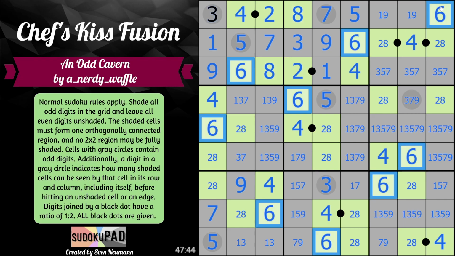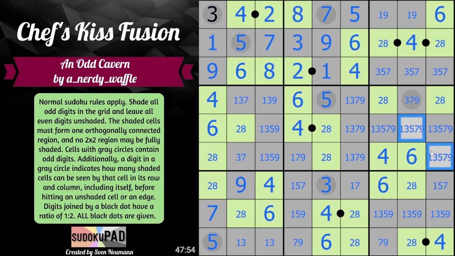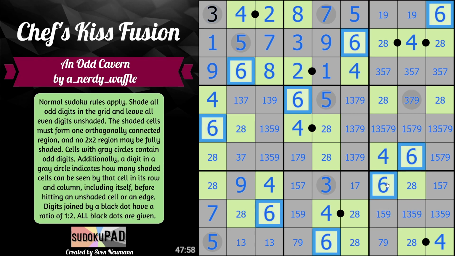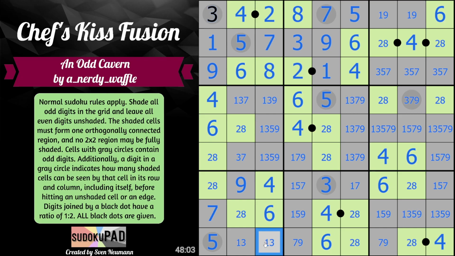6 is not necessarily protected from 3. Maybe it is. 1, 2, 3, 4, 5, 6, 7, 8, 9. So these couldn't be 3. So we'll pull 3 out of there. This couldn't be 3. Let's go back to 6. This already can't be 3. Here we go. Remember this 1, 3? 6 sees this. So this is 1, this is 3. Let's place our 7. Let's place a 1. We'll just pull out the 1s. We'll pull out the 7s.